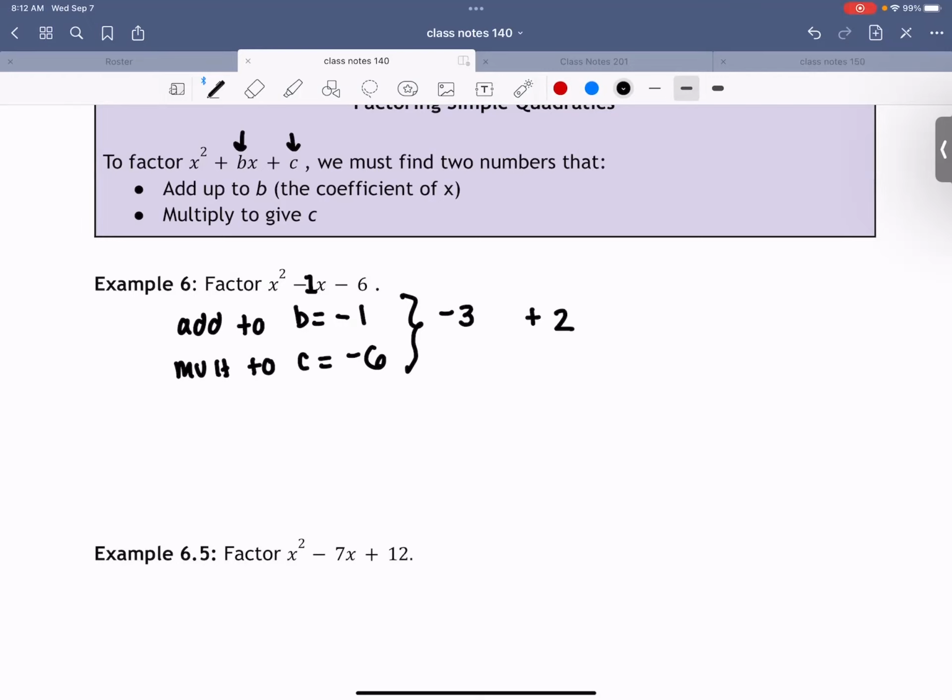Okay. Why did you make the 3 negative and the 2 positive? Yeah, like if we want to multiply to -6, one of them's got to be negative. And since we want to add to a negative number, we should get the bigger number to be negative, right? Okay, so that's why we made one negative and one positive. When we factor this out, we get x -3 and x +2. Okay. Any questions? All right.